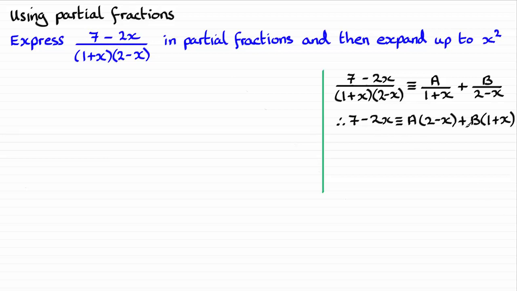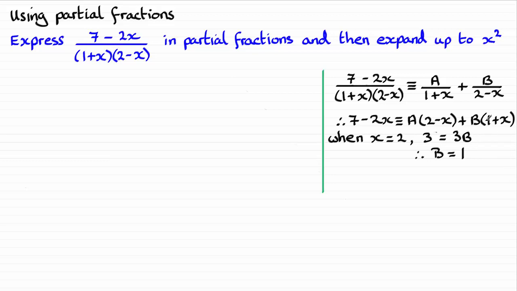So we next need to make each of these brackets 0 so we can find a and b. So that would be setting x equal to 2, making that bracket 0, and x equal to minus 1, making that bracket 0. So first of all then, when x is 2, we end up with 7 minus 4, which is 3, and we end up here with 3b. And dividing both sides by 3 gives us b is 1.